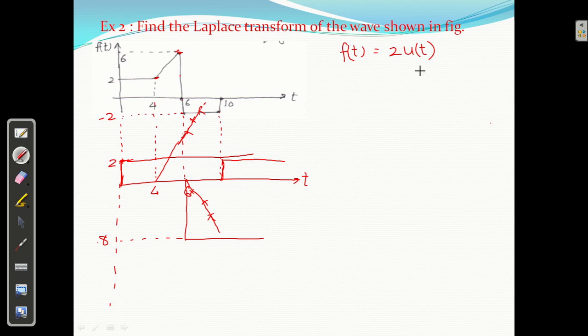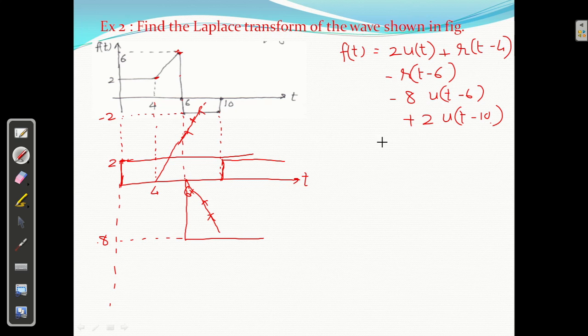So it is 2 u of t plus ramp function we have delayed by 4. So r t minus 4. Again one more ramp here, minus r t minus 6. Clear? Then again step function minus कितना? Minus 8. Minus 8 u of t minus ramp delayed by 6 plus step function of 2 u of t minus 10 delayed by 10. Okay, that is the waveform I am getting.